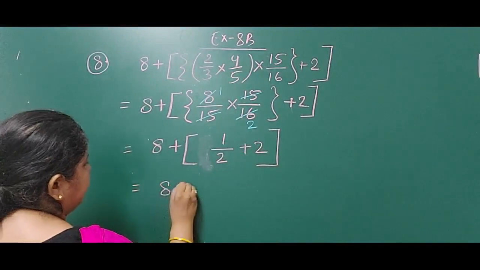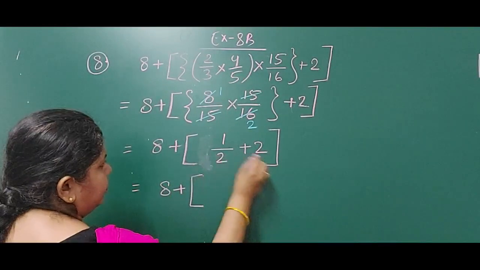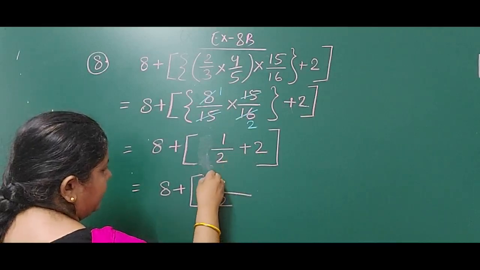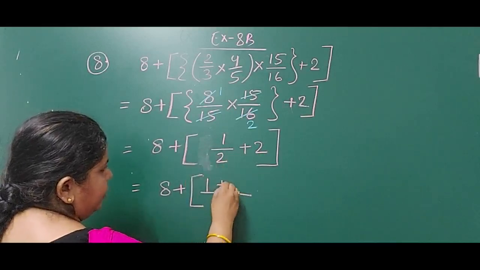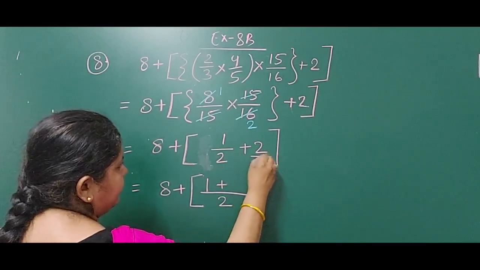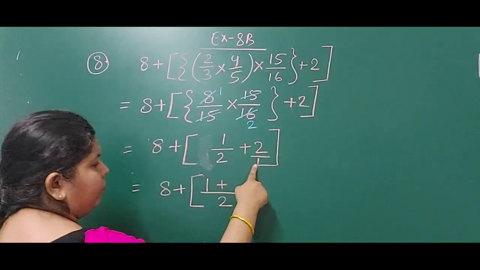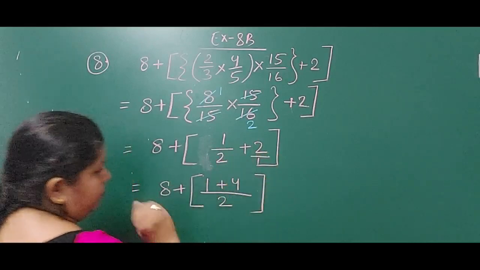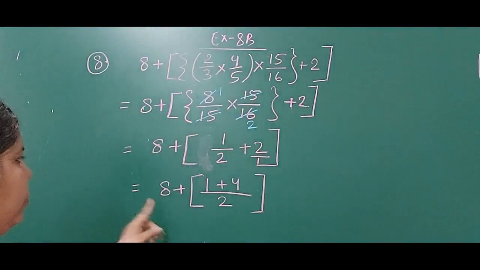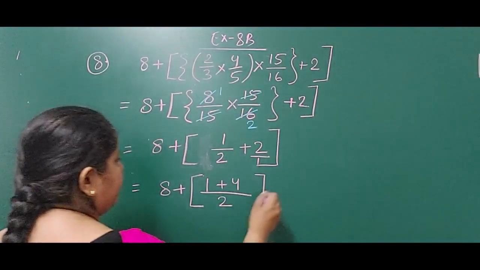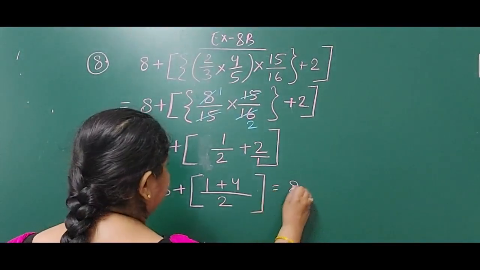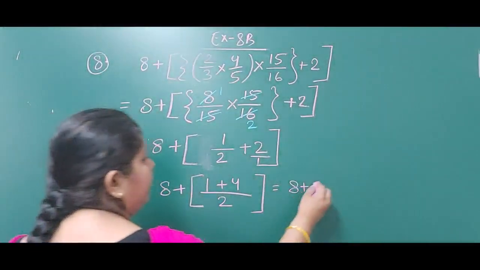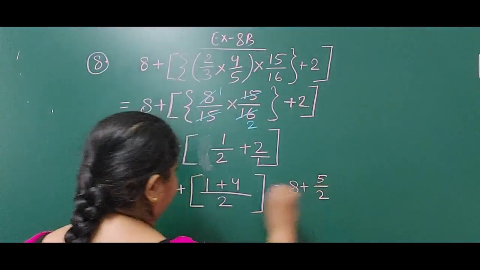So 8 plus, you have to see the common denominator will be 2. 2 divided by 2 is 1, 1 into 1 is 1, plus 2 divided by, nothing is there, so it is by 1. So 2 divided by 1 is 2, 2 into 2 is 4. I hope you have understood this part. Now next, what will you write here? This will be 8 plus, you can remove this square bracket, it will be 5 by 2.